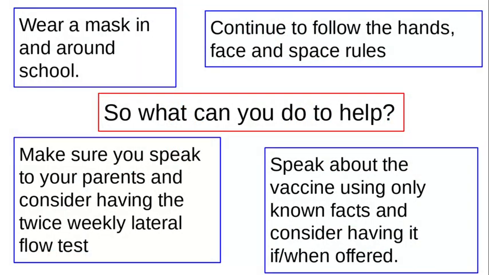What can you do to help? You can make sure, like we've said, you wear a mask all around school. You continue to follow the hands, face and space rules. Remember, wash your hands, wear a face mask, keep 2 metres apart. You can speak to your parents and consider having the twice weekly lateral flow test that will help prevent coronavirus from spreading within our school community. And you can speak about the vaccine using only known facts and consider having it if and when you are offered.